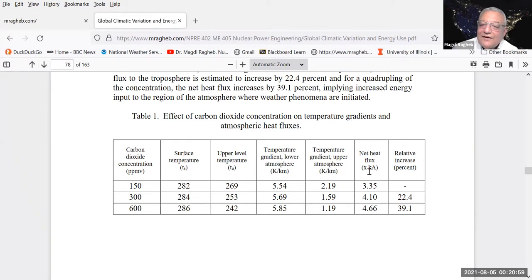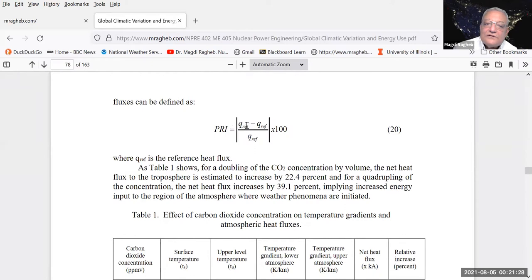So what is the net heat flux multiplied by the conductivity of the Earth and its area? You notice that at the reference value of 150 parts per million, the net heat flux is 3.35. If you double the carbon dioxide, that heat flux becomes 4 relative to 3.35. And that is a factor of 22.4% if you apply the equation that we suggested here, the net heat flux minus the reference heat flux relative to the reference heat flux.